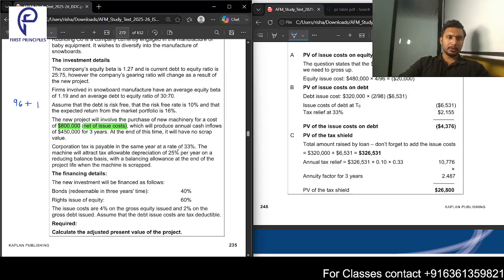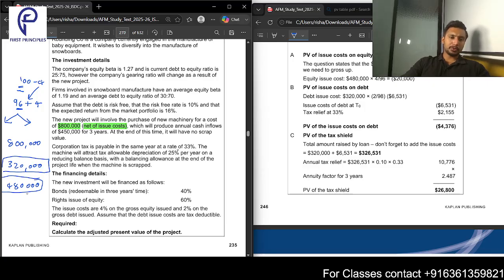96 was the loan, 4 was the issue cost, and totally I have raised 100. Net of issue cost is 96. After netting off the issue cost, what is left is the loan amount. In this case, the loan amount I have taken is 800,000, of which 40% is from bonds. So 320,000 has come from bonds, and the remaining 480,000 has come from equity.